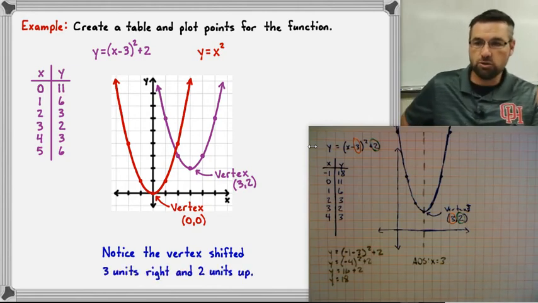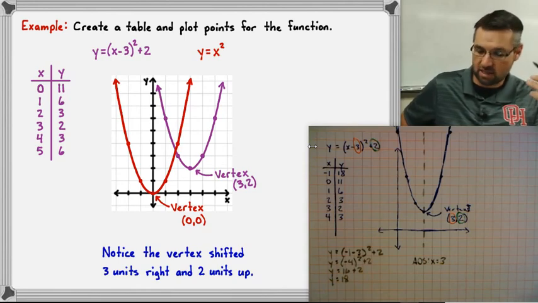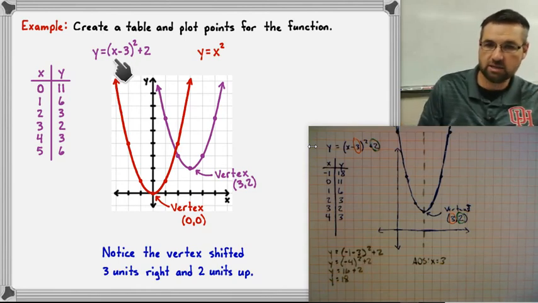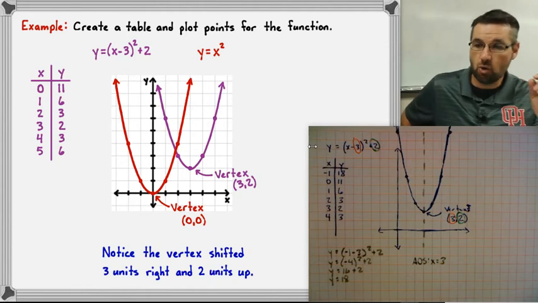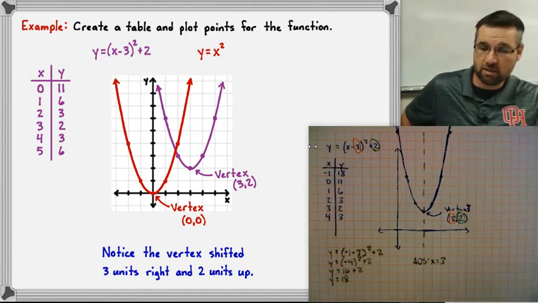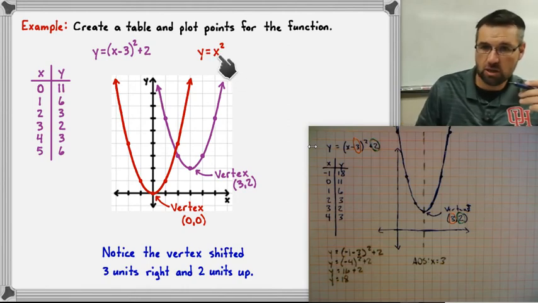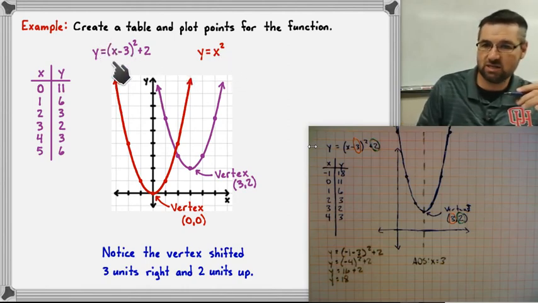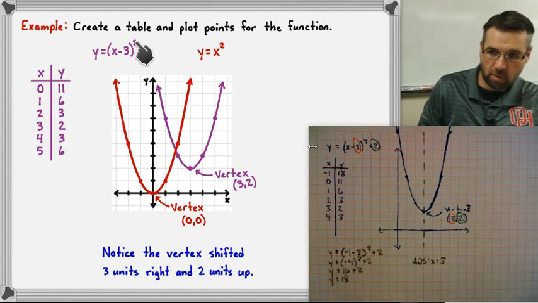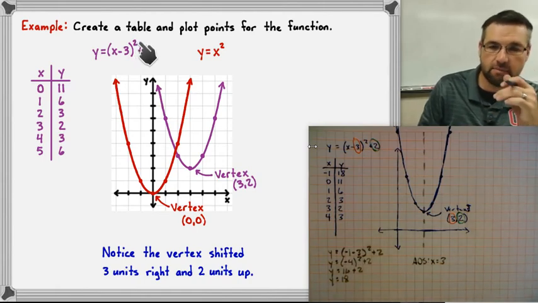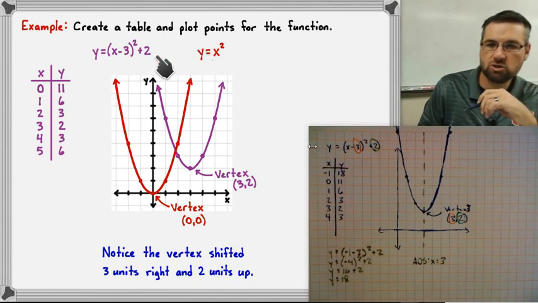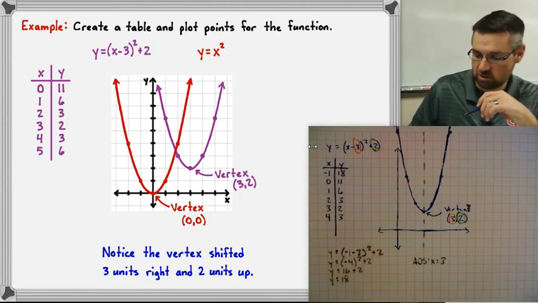So what we're going to do in these problems, it's going to give you an equation like this. It's going to ask you to verbally express what happened to the parent function in order for us to get to this function. Okay, so we're going to maybe write a sentence down, or we're going to verbally say that the parent function, y equals x squared, was translated 3 units to the right and 2 units up. Okay, we'll talk about these signs in just a minute.